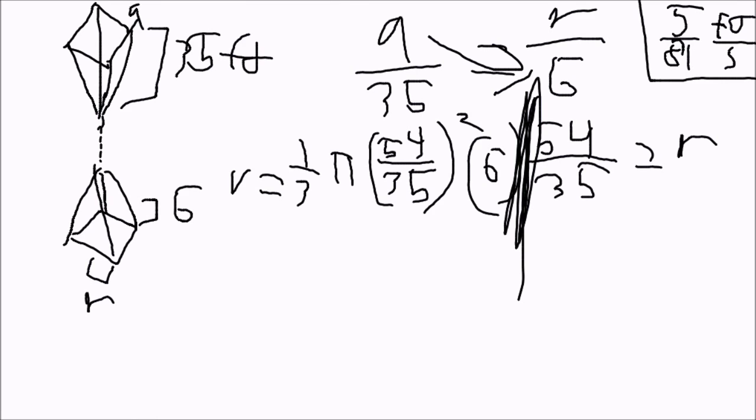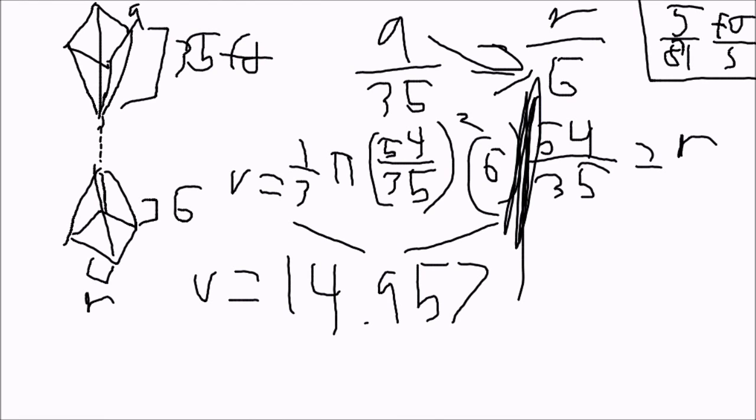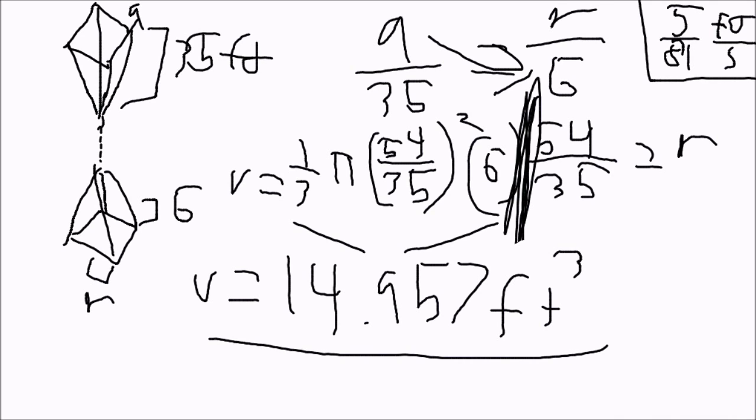So then just figuring this out, and the volume would be 14.957 feet cubed. And there's our volume. Now, that's literally the hardest step in this whole process. So now we can take our rate and our volume to find our time.